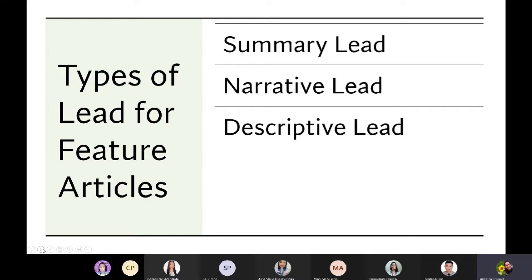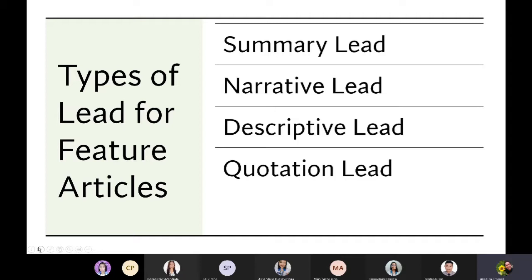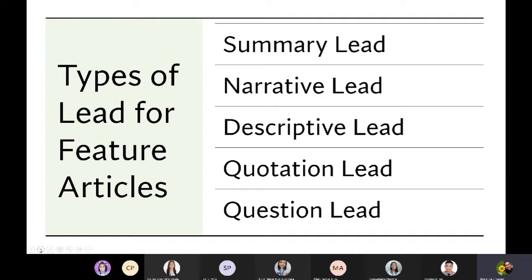All of her classmates are glazing at her. So, yun, yung mga ganyan. Sinasabi mo yung nangyayari. It's descriptive. Quotation lead. So, you put quotes. Or the question lead. Have you ever tried something like that? And then, will you? Parang something that triggers their mind to read your work.